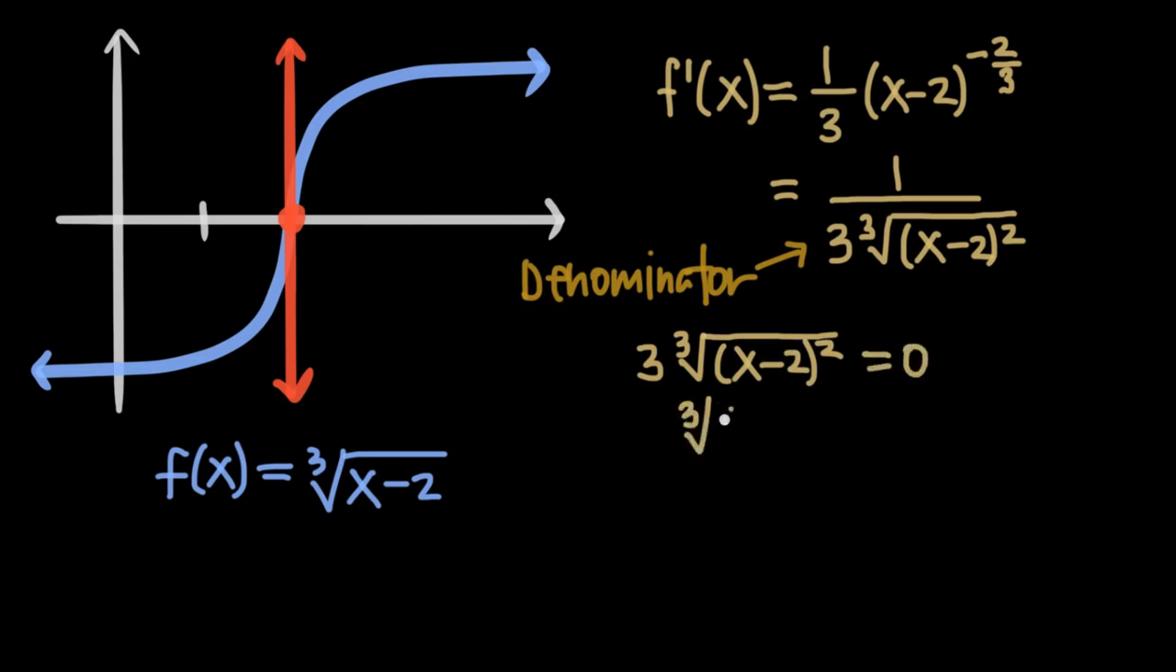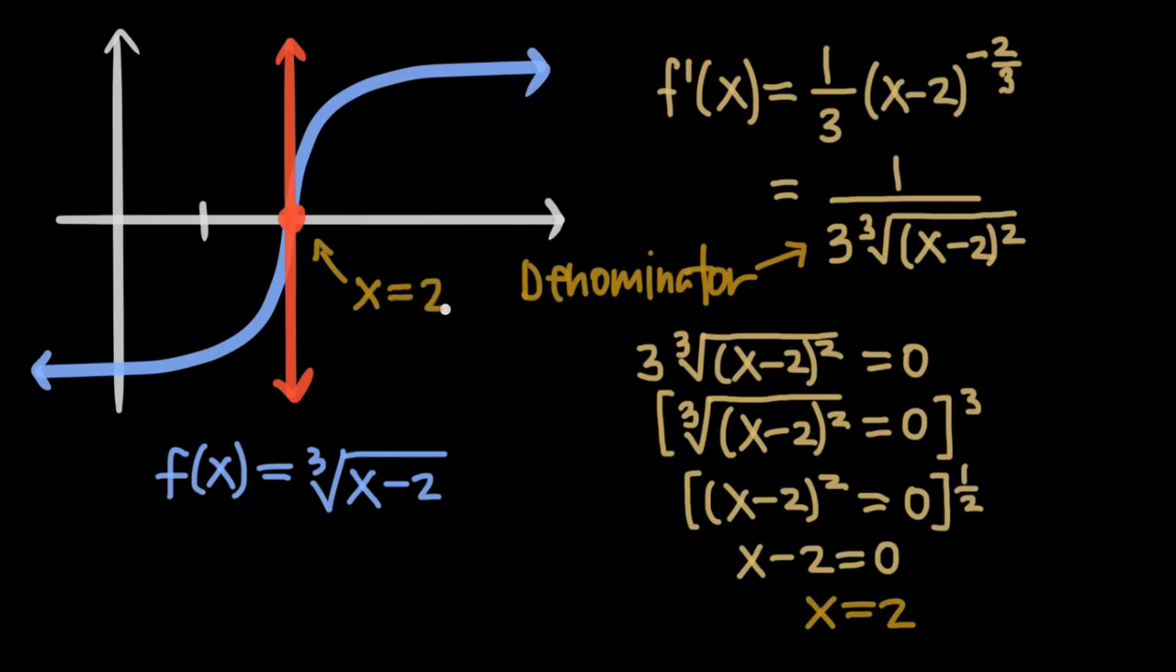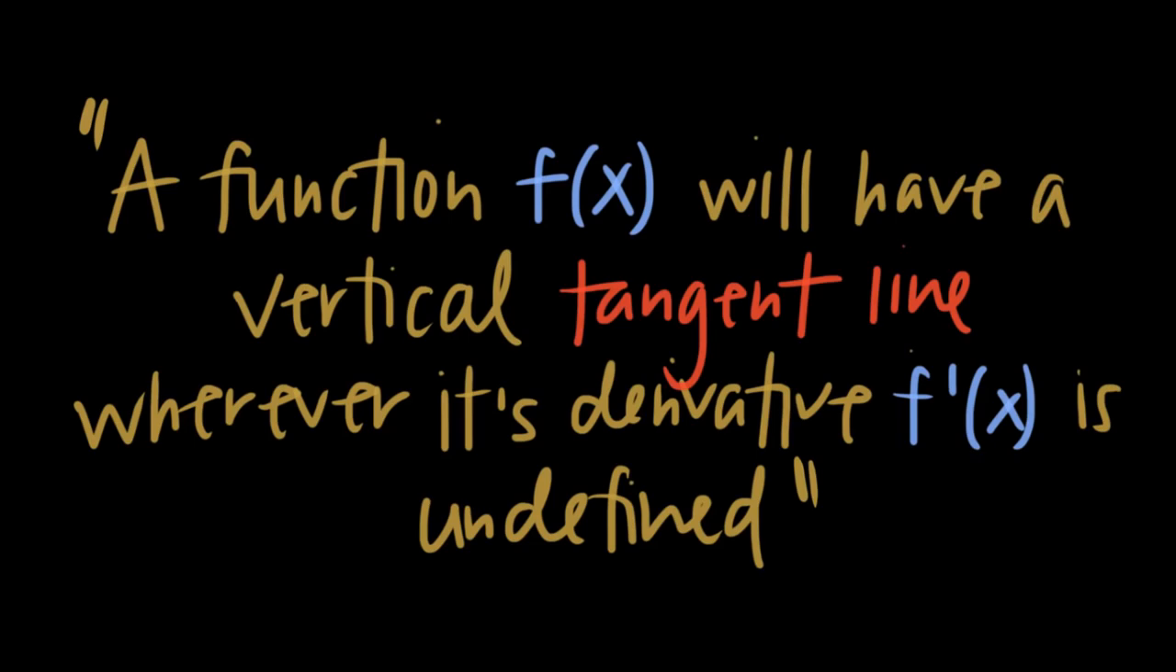We'll start by dividing both sides by 3, which will cancel the 3 on the left-hand side and still just leave us with 0 on the right-hand side. Then we'll raise both sides of the equation to the third power to get rid of the third root on the left. That'll leave us with x minus 2 quantity squared equals 0. Then we'll raise both sides to the 1/2 power to cancel the exponent on the left. That'll leave us with x minus 2 equals 0. We add 2 to both sides and get x equals 2. So the graph of f of x has a vertical tangent line at x equals 2, which means that it's parallel to the y-axis. So a continuous function will have a vertical tangent line anywhere where its derivative is undefined.